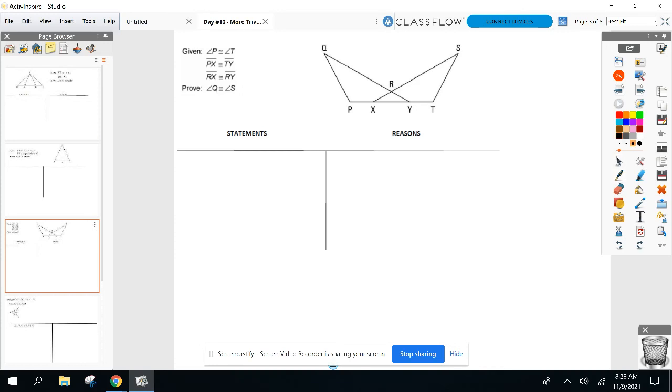All right, so we had P congruent to T. So right there, I gave you guys a pair of angles, right? By the way, I should mention, if I'm going to prove Q congruent to S, I have to prove the triangles congruent. So I can say CPCTC, right? That's how this proof is going to end, CPCTC.